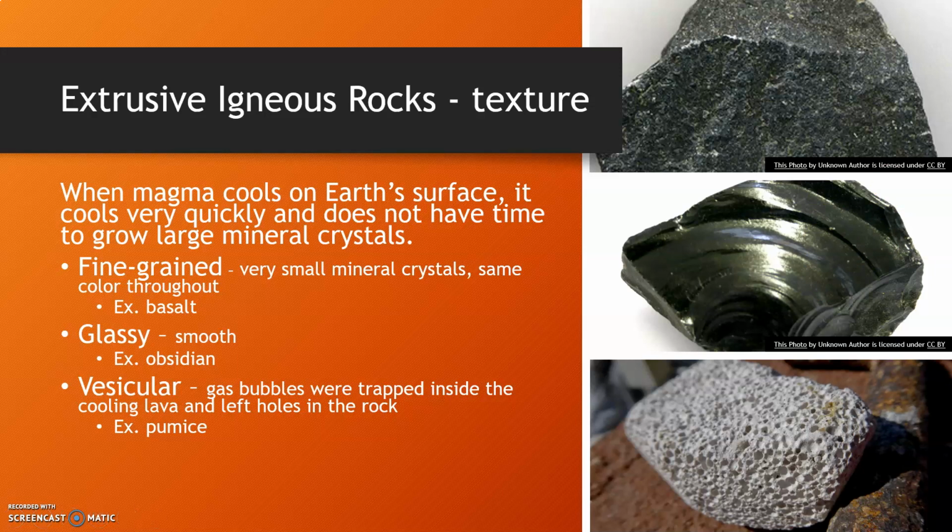A third type of extrusive texture is called vesicular, and this type of rock formed when a volcano erupted kind of foamy or frothy lava that had lots of gas bubbles trapped inside, and when it cooled very quickly, the gas bubbles were trapped inside the rock and it left little holes behind. This example is called pumice, and it's actually really common. People use it in their showers to kind of scrub their knees and elbows. And if you put it in water, it's less dense than water and it would float.